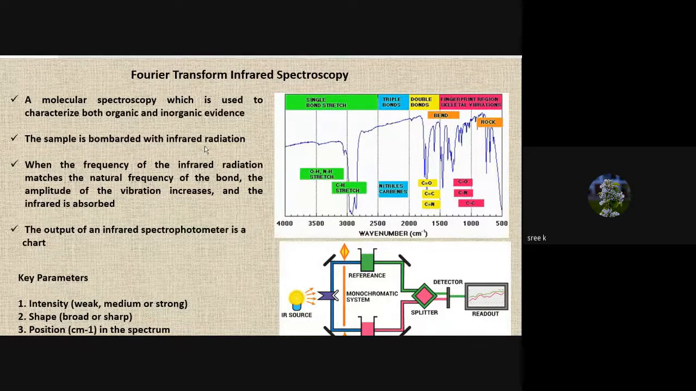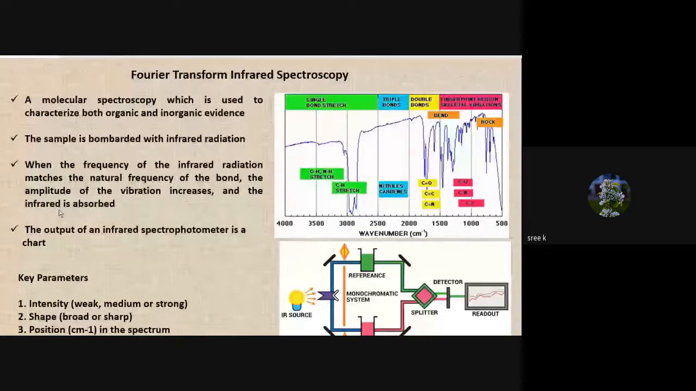The sample is bombarded with infrared radiation. When the frequency of the infrared radiation matches the natural frequency of the bond, the amplitude of the vibration increases and the infrared is absorbed. So what you get is an absorption of infrared for the vibration of the bond.